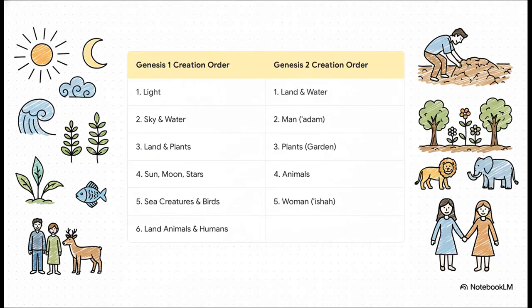Okay, so just look at this. This slide lays out the puzzle perfectly. In Genesis 1, plants show up on day 3, way before humans make an appearance on day 6. But then you jump to Genesis 2, and whoa, man is formed first from a totally dry earth, and then God plants a garden for him. In the first story, animals come before people. In the second, they're made after man as potential partners for him. The whole sequence is just completely flipped on its head.